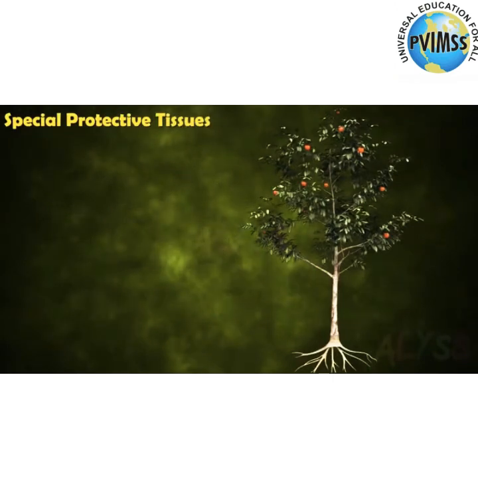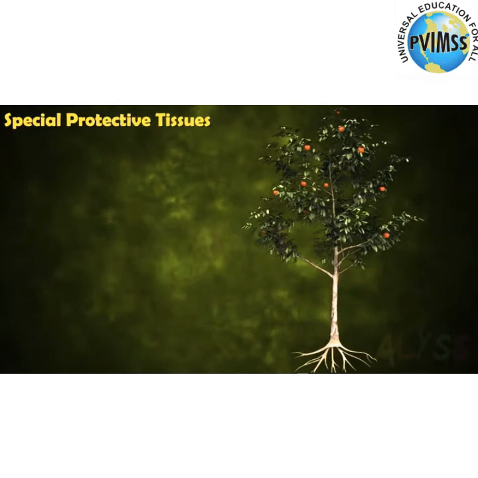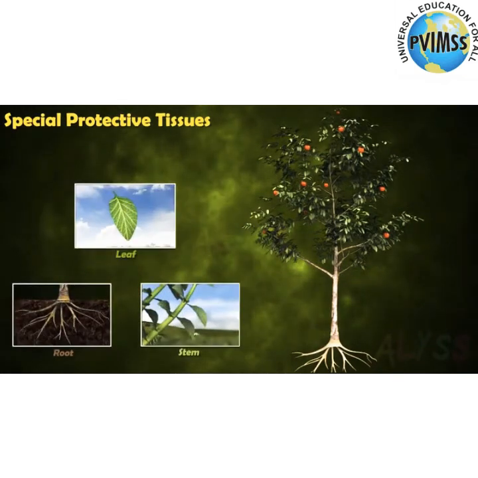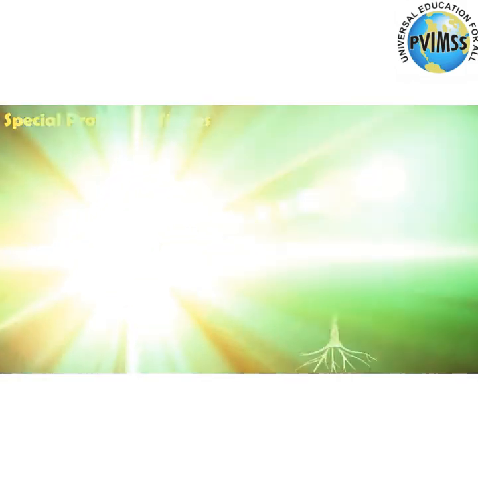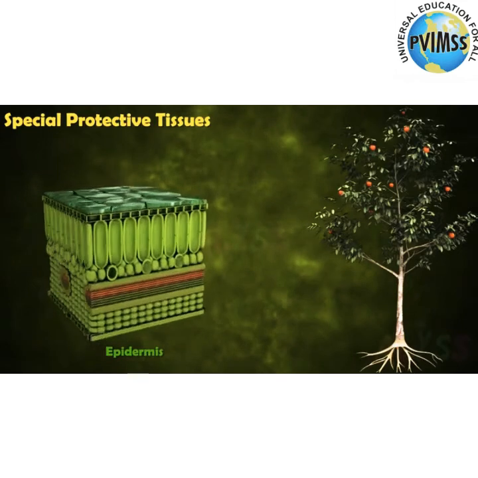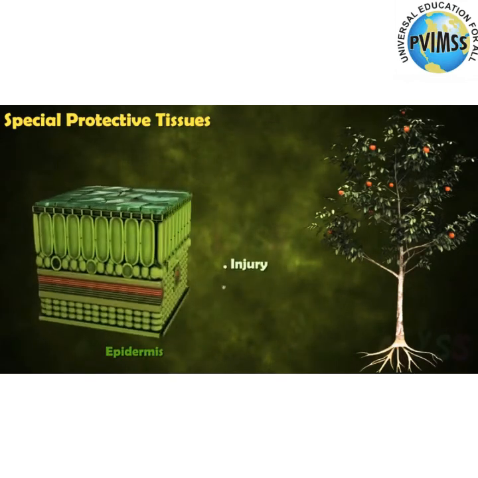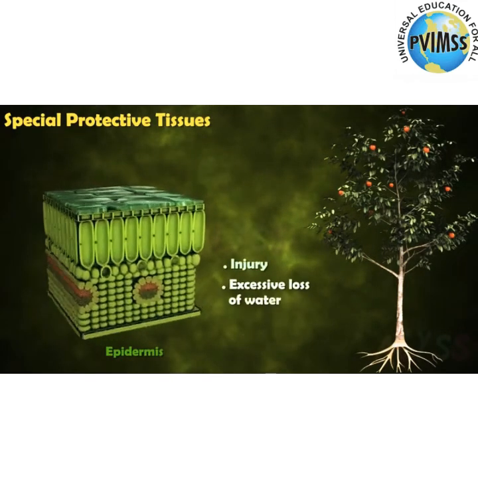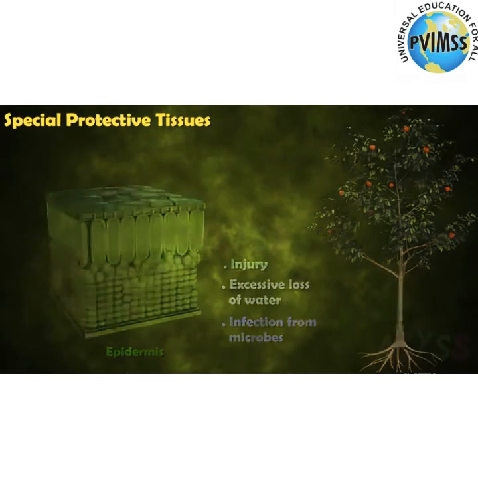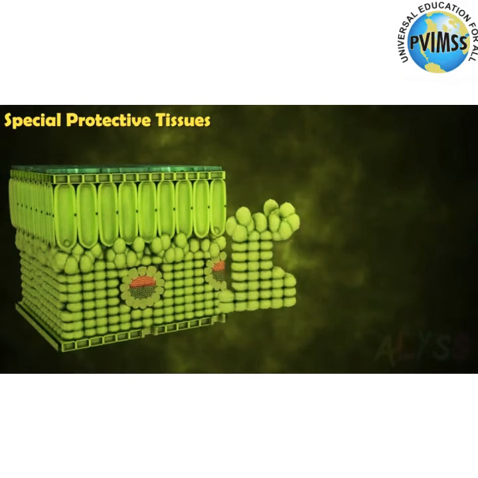Plants have special protective tissues. Protective tissues cover the roots, stem, and leaf. It is a thin, transparent skin that can protect the plant from injury, excessive loss of water, and infection from microbes. Each part of the plant is covered with protective tissues.